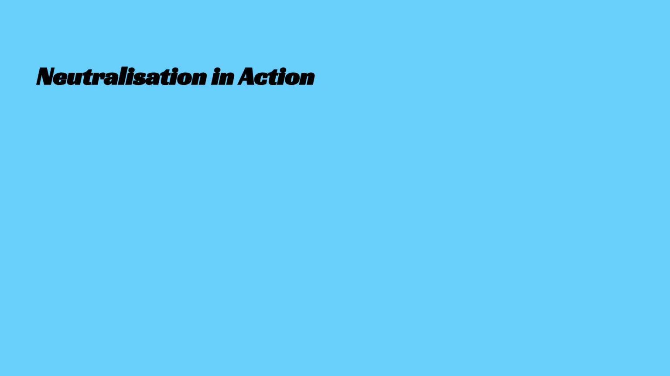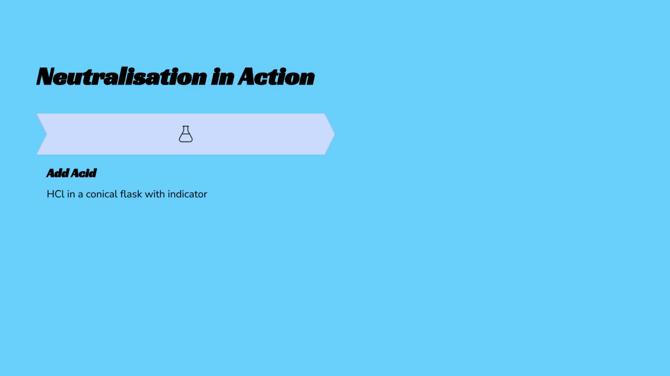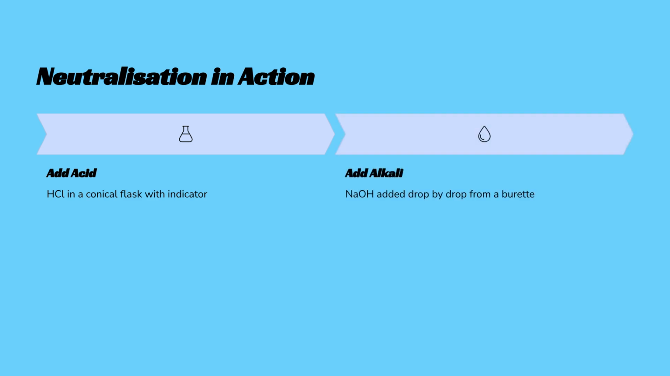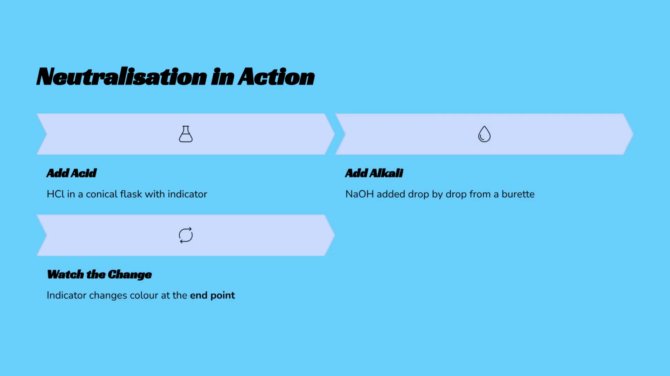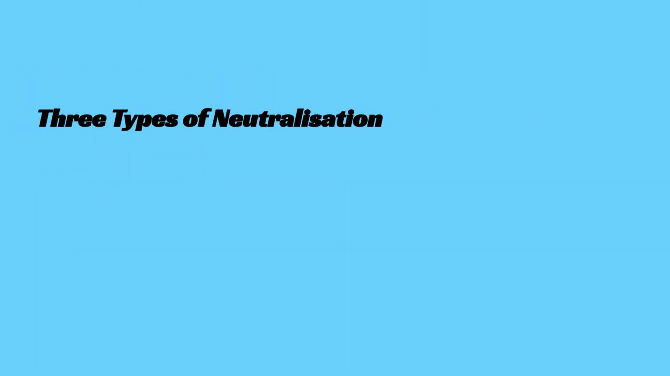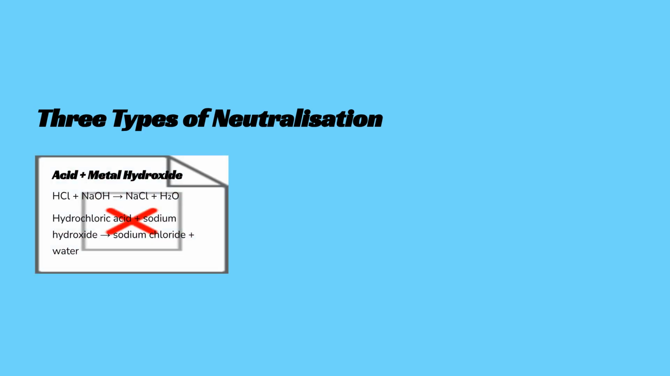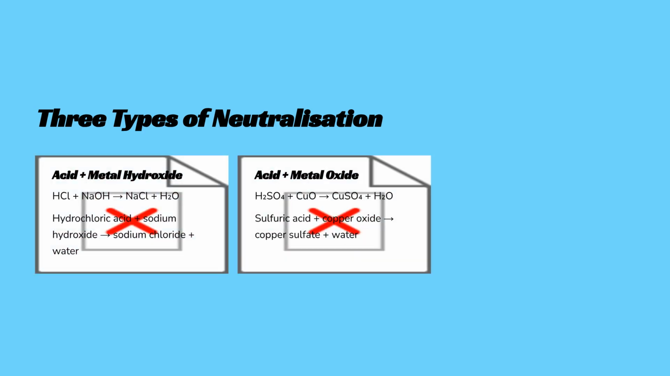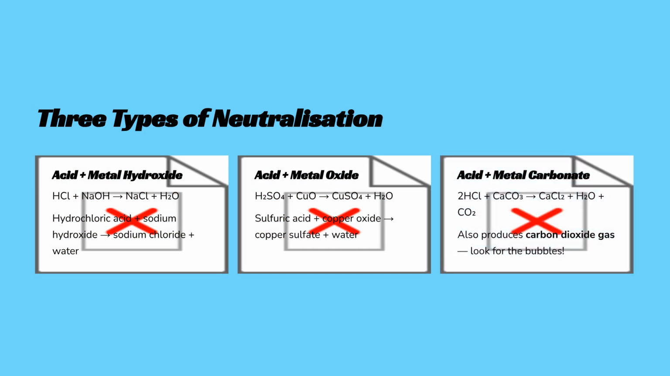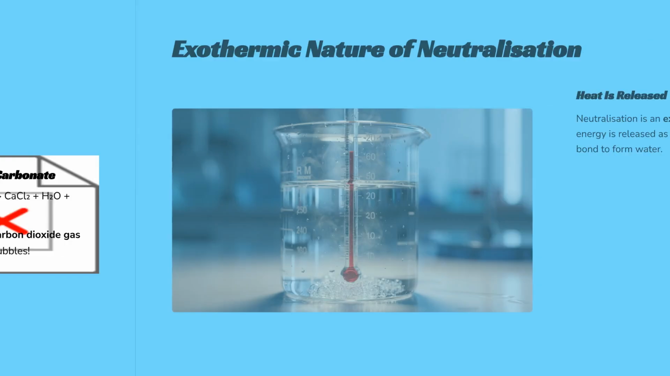Neutralization often involves titration. Acid is added to a flask with an indicator, then alkali is added drop by drop. The indicator changes color at the endpoint, showing salt and water have formed. There are three main types of neutralization: acid plus metal hydroxide, acid plus metal oxide, and acid plus metal carbonate. The latter also produces carbon dioxide gas, which can be seen as bubbles.